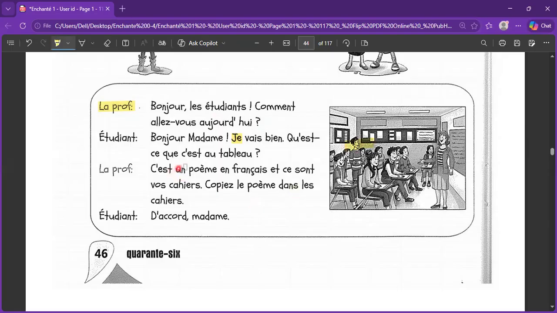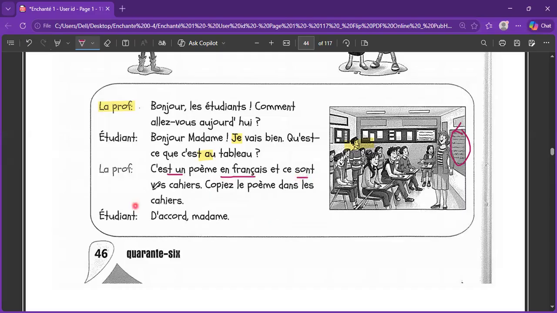I'm good. Qu'est-ce que c'est au tableau? What is there on the board? You can see some writings are there on the board, right? So the teacher said, c'est un poème. This is a poem en français, in French.